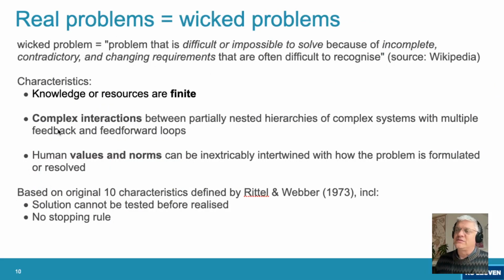A third issue is that human values and norms actually play a role as well. And we have to take those into account. And actually, that's where politics comes in as well. For example, if the problem that you're looking at is something like security in the streets, or the sense of security in the streets, what you could do is put more police officers on the streets, right?